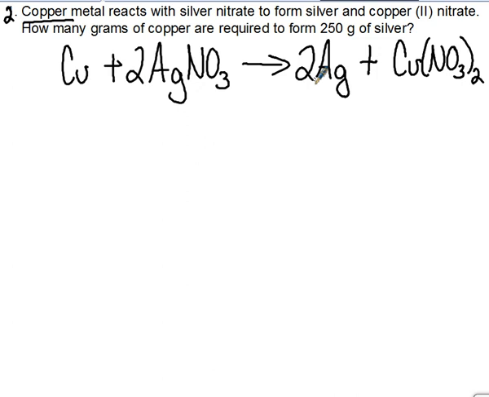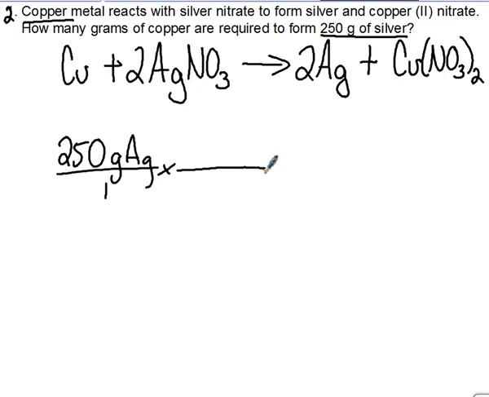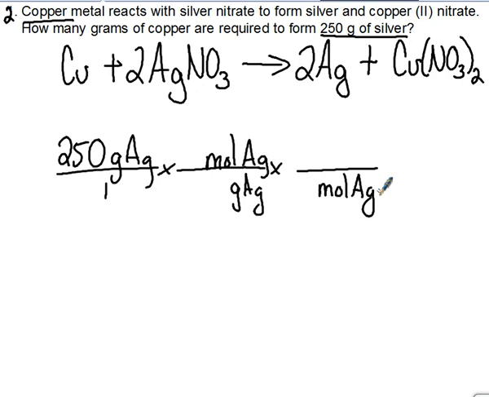This one is going to ask us to go from 250 grams of silver, so I'm going to put that over 1. Always remember to include your unit and your molecule. I automatically write grams of silver down here. The only thing that grams can convert to is moles. So since I have moles of silver up here, I'm going to immediately go to moles of silver down here.